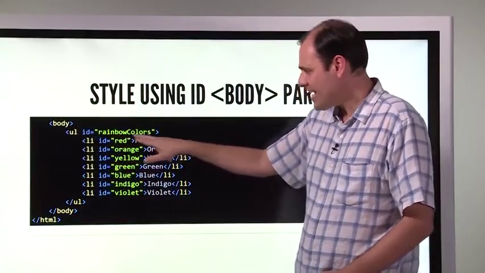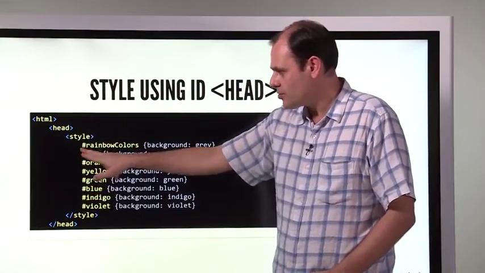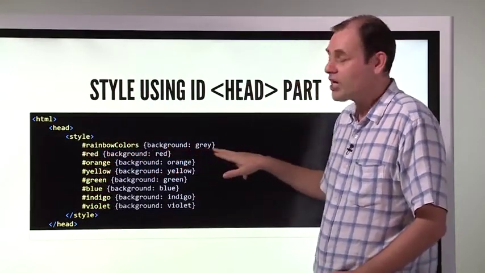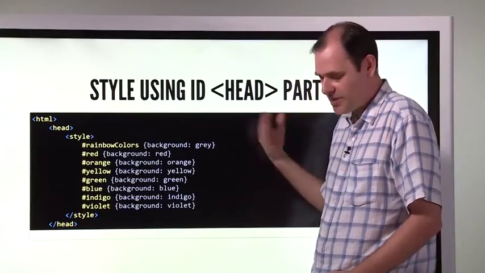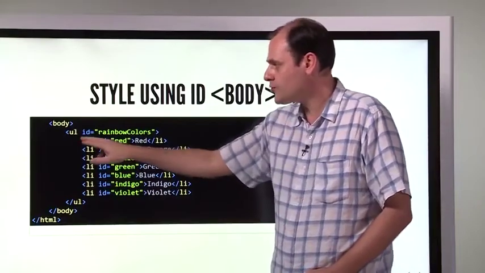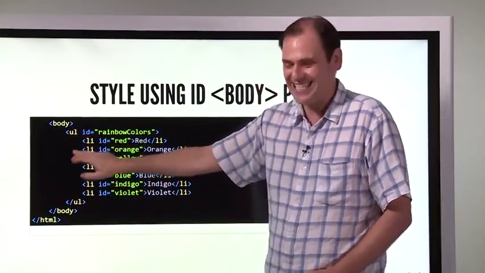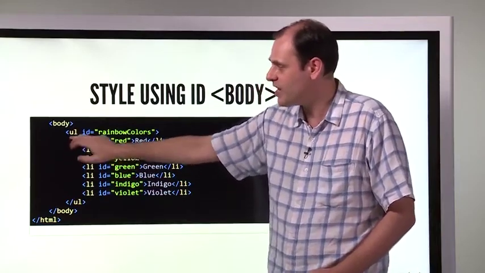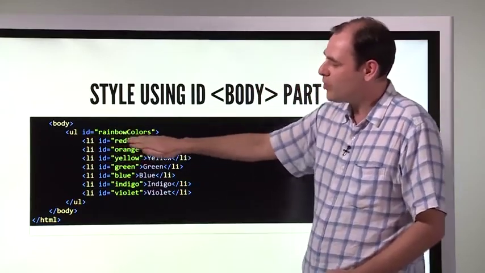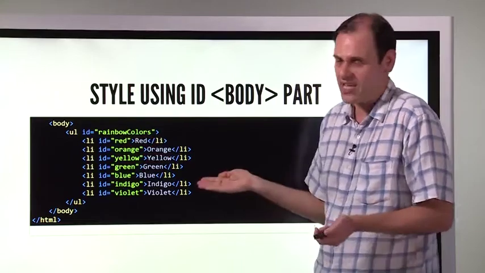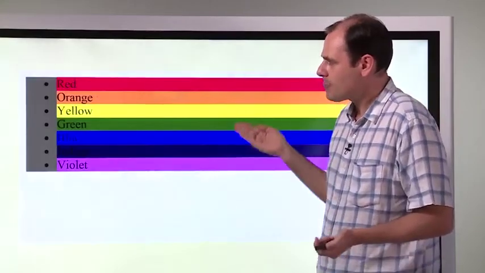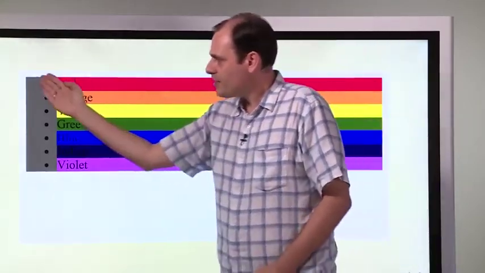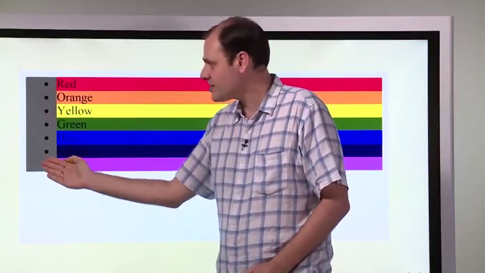Okay, what about rainbow colors? Rainbow colors, style rule here, background color gray. What is that going to be applied to? That is going to be applied to the entire list. The background color of the entire list will be rainbow colors, which is actually just gray. All right, what does it look like? It looks like this. Okay, there's the background color of the entire list.